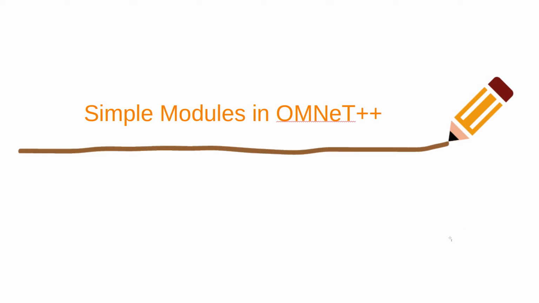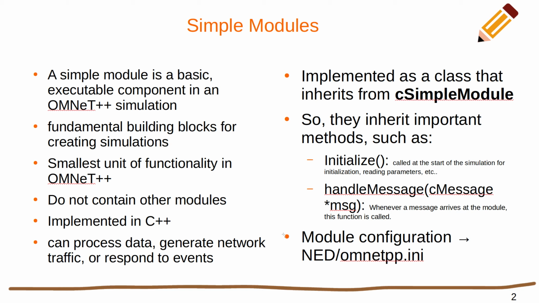Simple modules in OMNeT++. A simple module is a basic executable component in OMNeT++ simulation, and they are actually the fundamental building blocks for creating simulations. So a simple module is the smallest unit of functionality in OMNeT++. They do not contain other modules.